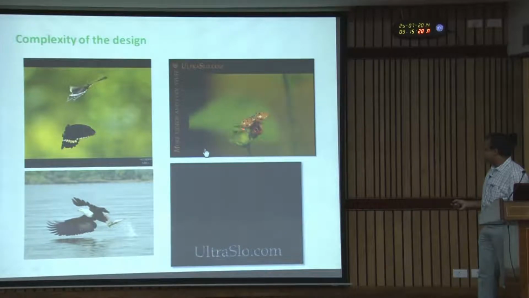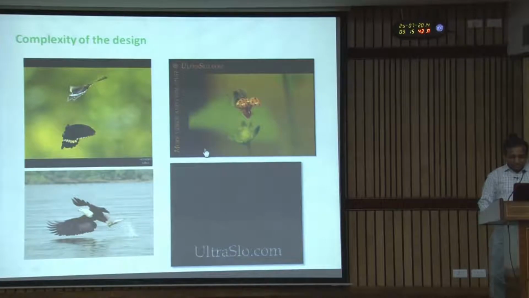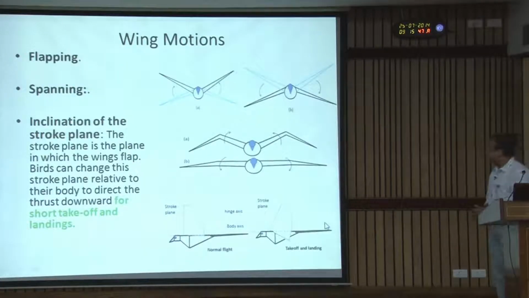Now you can see it is a very nice wing, which you can think of as a high aspect ratio wing. So, these designs are extremely complex. If you have to build anything in the flapping wing regime, you probably have to follow these things.